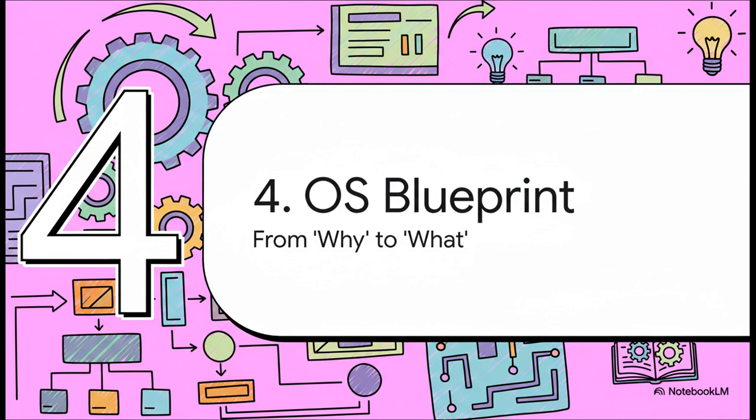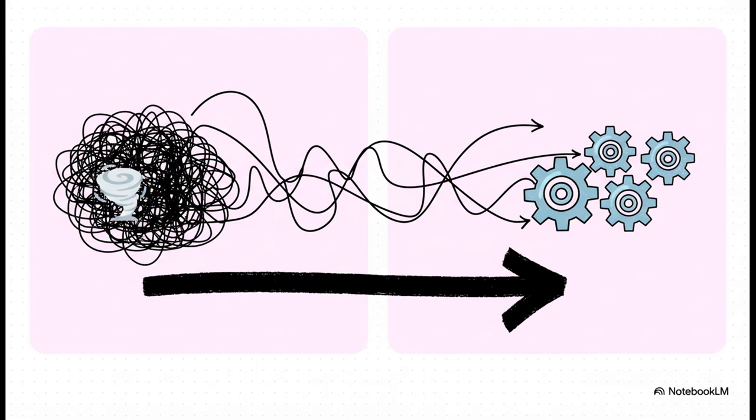Okay, so we've got the why, those 4 pillars that hold the entire system up. Now let's shift gears and get into the what. What are the actual tangible components you need to build out your team's OS? I mean, just look at the difference here. The transformation is night and day.